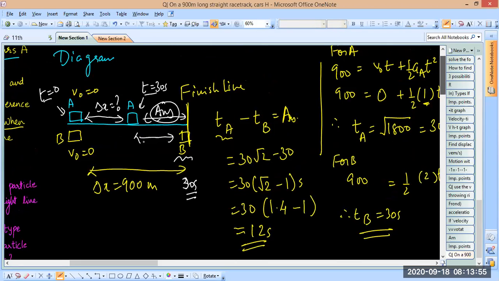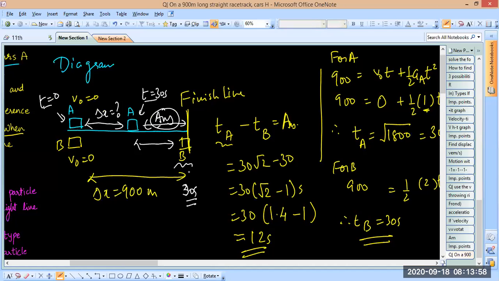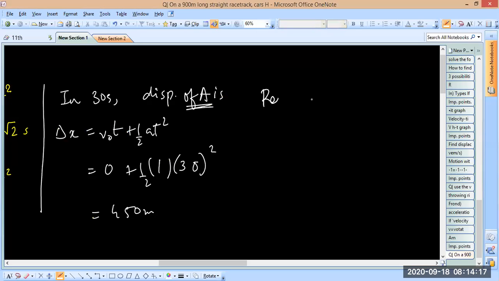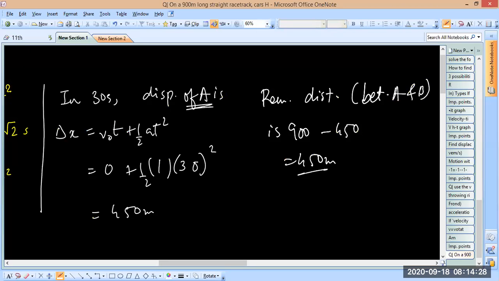So ultimately, the final answer is, listen to this carefully. When B finishes the race, that is at 30 seconds, A is only at how much? That's what we have found. A is only at 450 meter. So the remaining distance between A and B is 900 minus 450, which is equal to 450 meters. That's your answer, 450 meters.